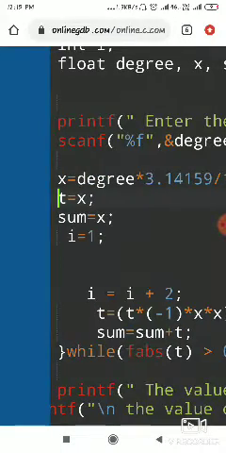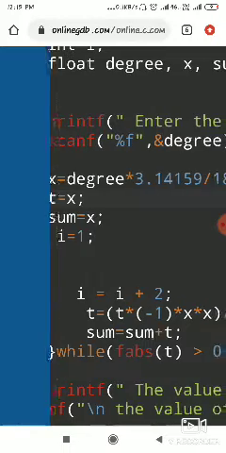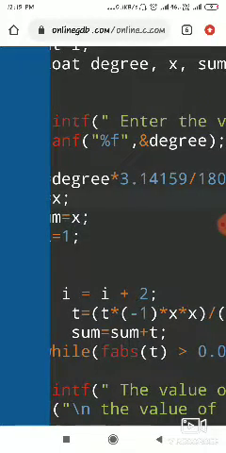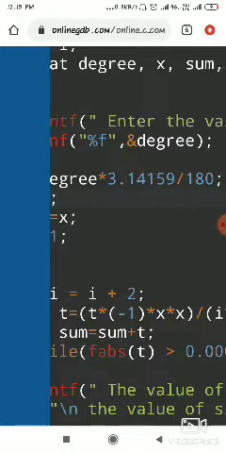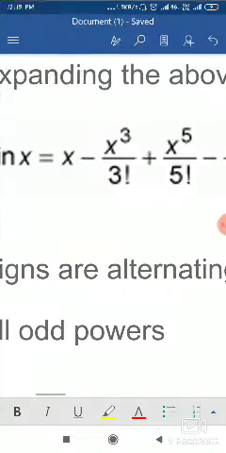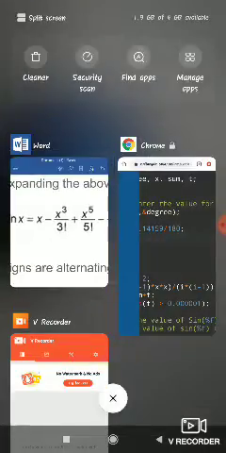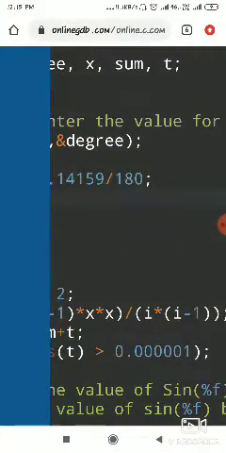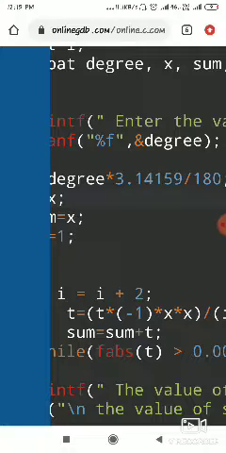So what is the term that I will be getting here? t value is x, minus x into x, that is minus x cube divided by 3 into 2. Can I say it as 3 factorial? Is it giving me the second term in the series, that is x cube divided by 3 factorial? Very good. That's the way we have to proceed. In the same fashion, I want to make it addition. So I am using a variable sum. Sum equals to sum plus t.